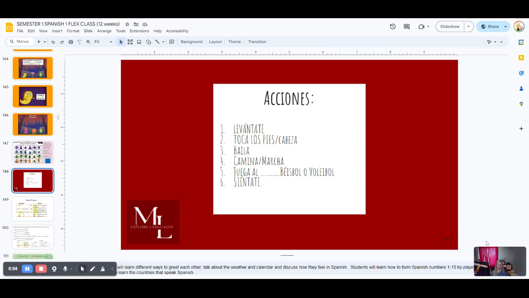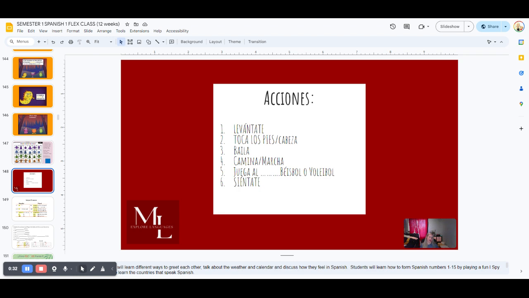Okay, so I wanted you to be able to see the acciones with my camera, and so I paused the video so I could fix the video so we could do these together. Okay, so here are actions from last time. Remember, levántate, toca. Toca is touch. Toca los pies y la cabeza. Baila, baila. Camina, camina. Walk or marcha, march.